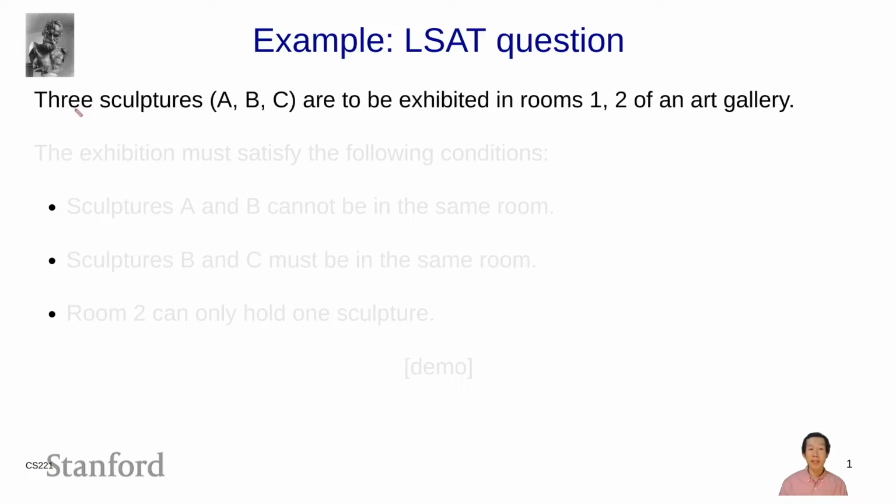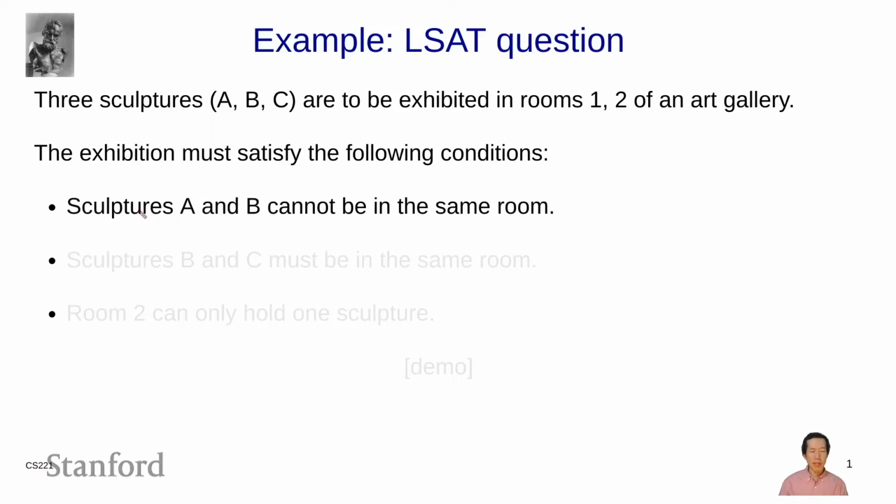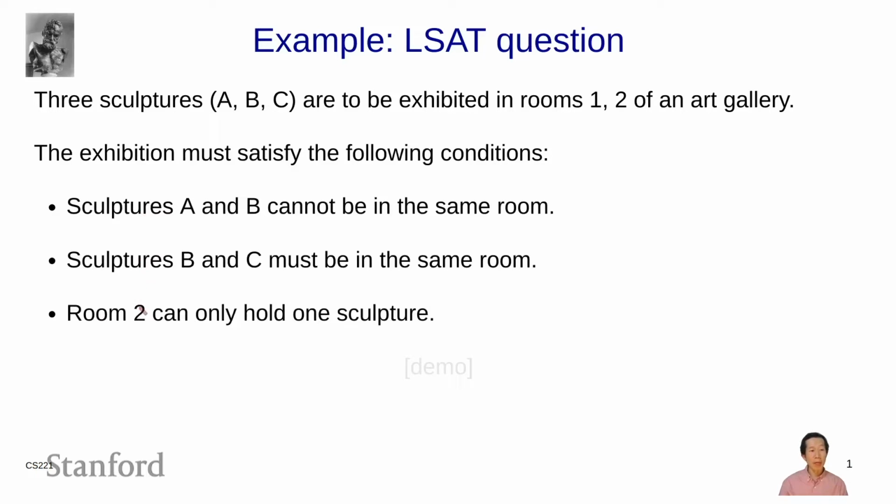Imagine you have three sculptures, A, B, and C, that are to be exhibited in two rooms, one or two, of an art gallery. The exhibition has imposed a certain number of conditions on you. Sculptures A and B cannot be in the same room. Sculptures B and C must be in the same room. And room 2 can hold only one sculpture. So how do you model this as a constraint satisfaction problem?